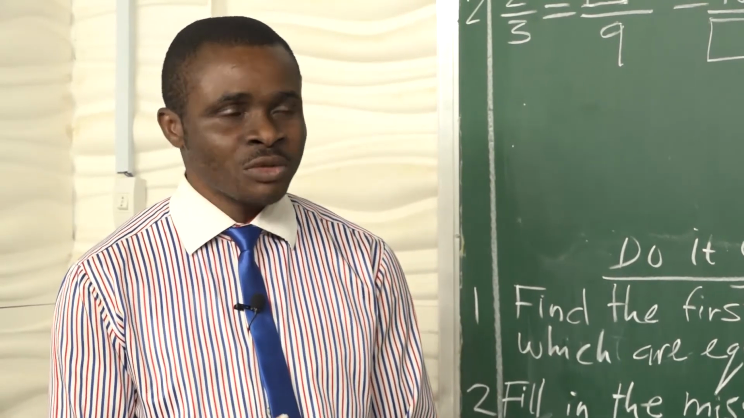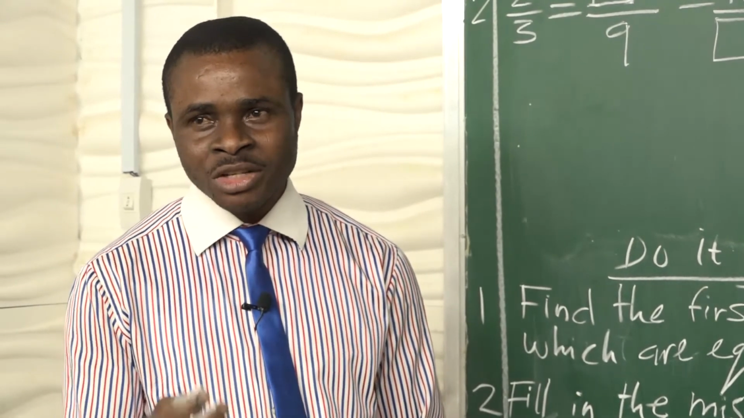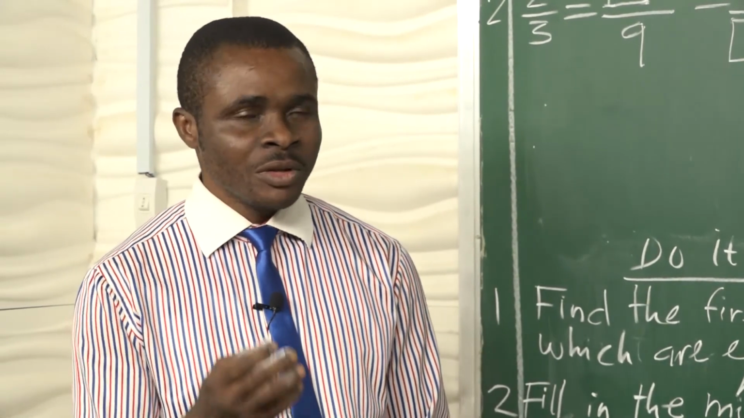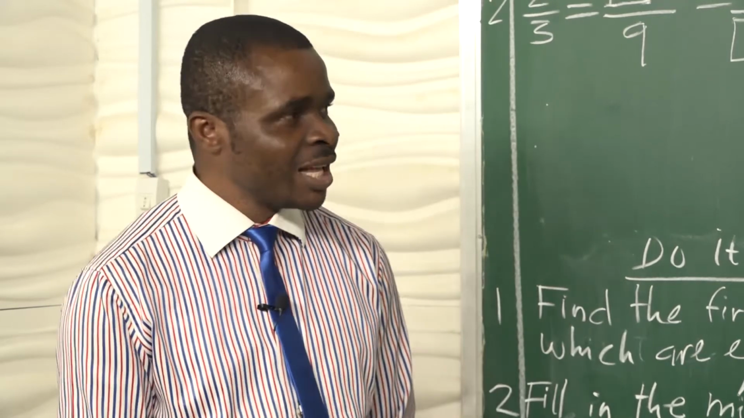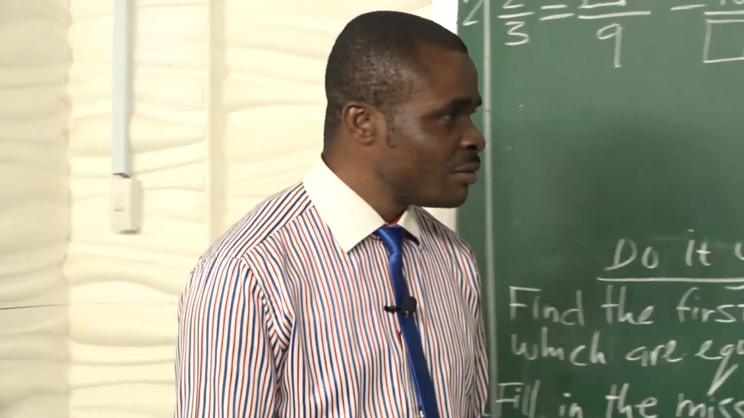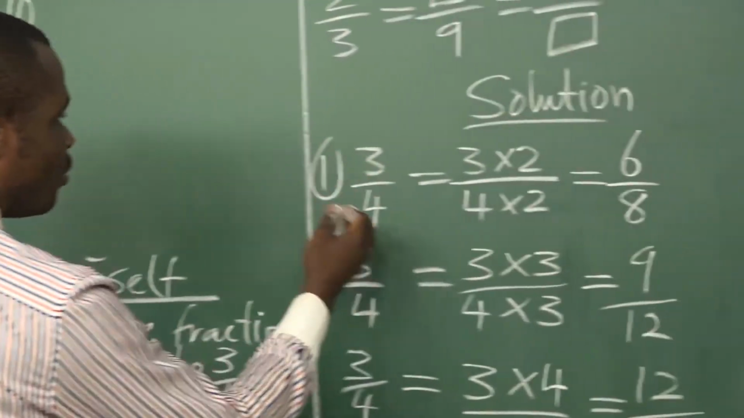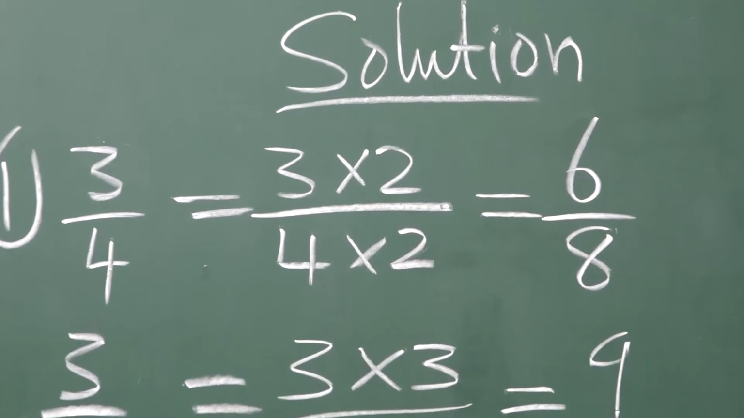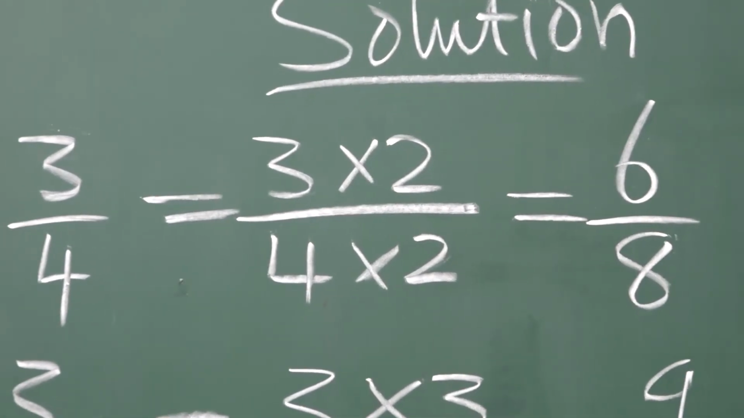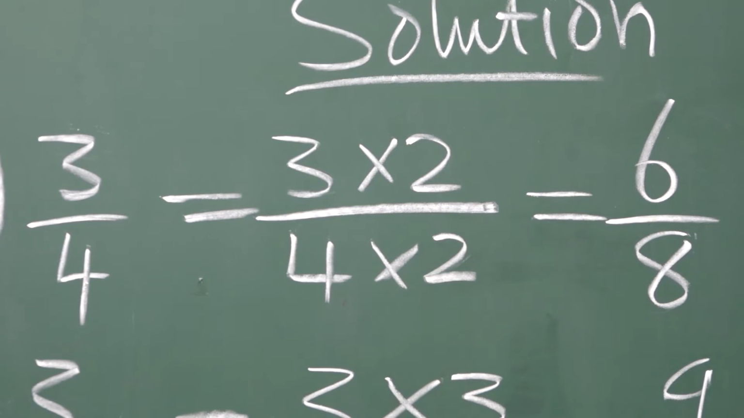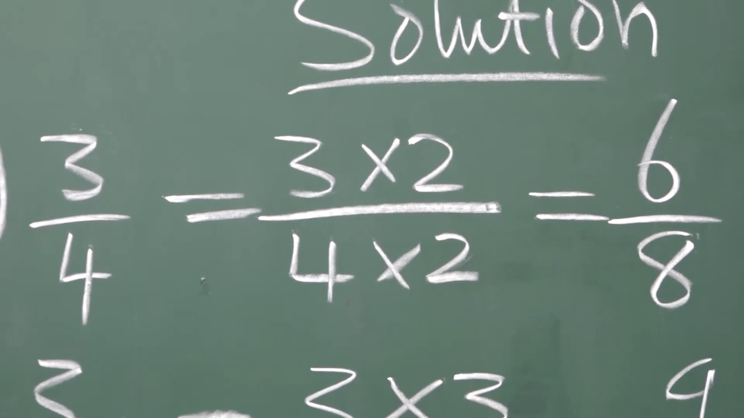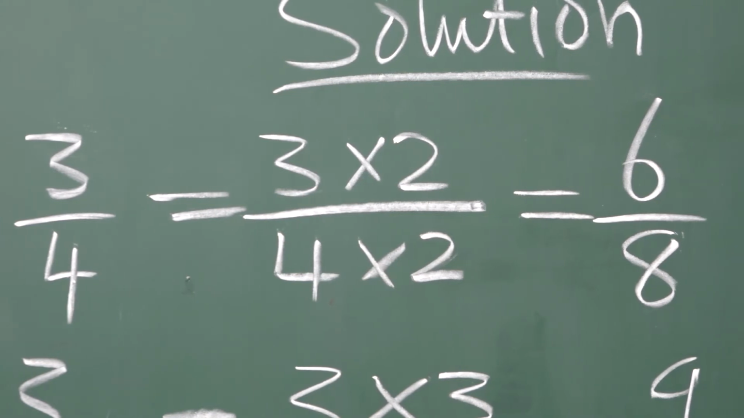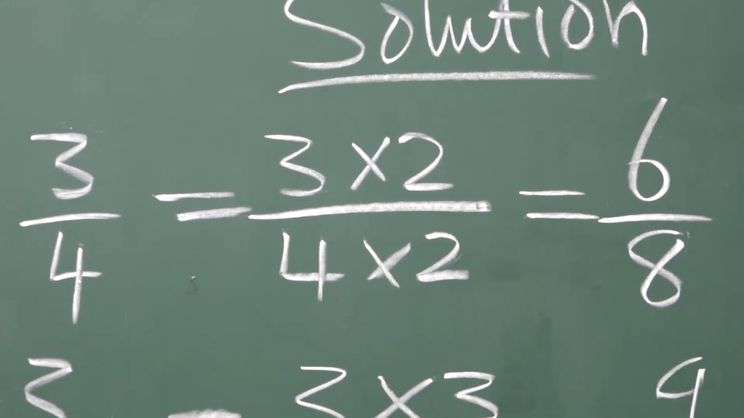Multiply both the numerator and the denominator by 2. That will give you the first one. Multiply both the numerator and the denominator by 3. That will give you the second one. And multiply the same numerator and denominator by 4. And that will give you the third fraction. You have 3/4 as the fraction that we are considering. So the first one, 3 times 2. 3 is the numerator. You multiply it by 2. And 4 is the denominator. Multiply it by 2. When 3 multiply 2, you have 6. And when 4 multiply 2, you have 8.